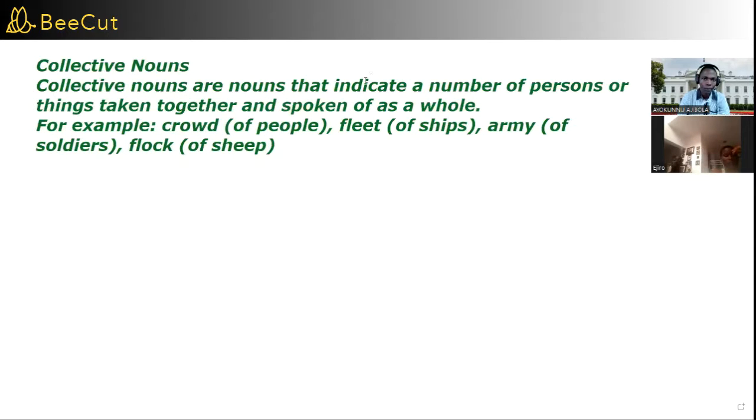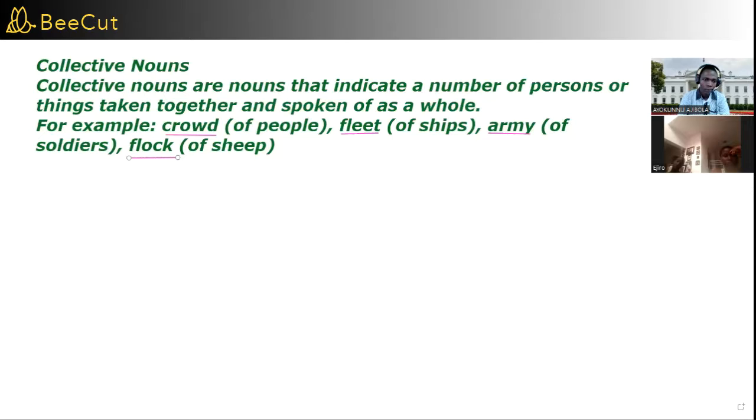For example, the crowd of people. So the crowd there makes it collective. Then fleet, also collective. Army, collective, and flock is collective. So those are examples of collective noun. You might be asked in your exams to identify what kind of noun a particular noun belongs to.